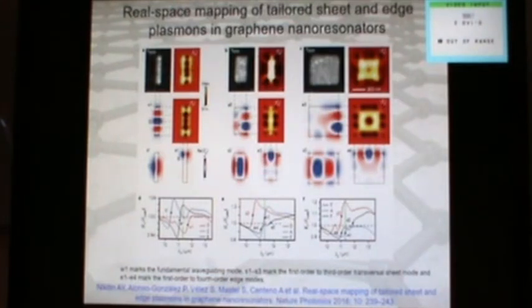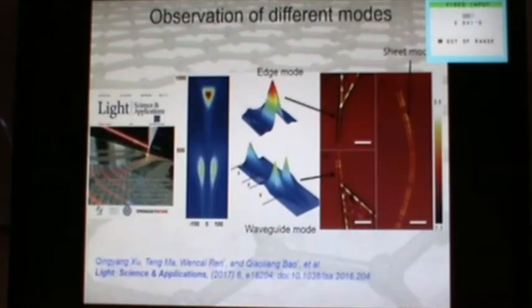For a graphene ribbon with a bit larger width, comparable to the wavelength of the plasmon in graphene, you can see the edge mode and the sheet mode. This superposition of the edge mode and the sheet mode is dominated by the edge mode. And if I have an even broader graphene ribbon, actually this is not a ribbon, it's a graphene square, you can see this kind of feature. This is a superposition of the edge modes, the third order edge mode, the fourth order edge mode, and the third order sheet modes. This is quite interesting.